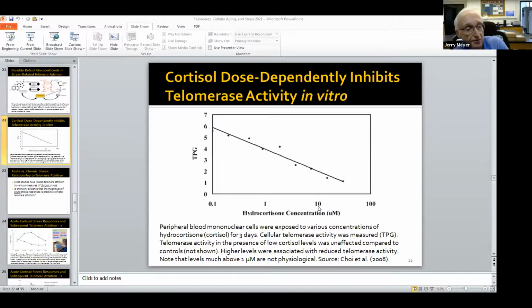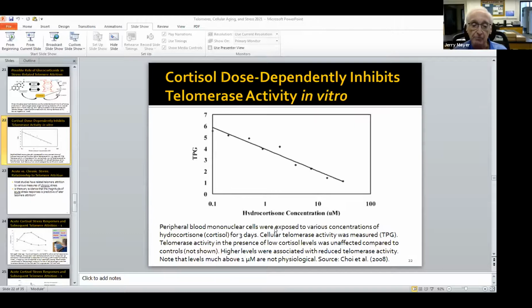So the only thing that I could find on glucocorticoids directly affecting telomerase was an in vitro study, a cell culture study done a while back. The authors exposed mononuclear cells and white blood cells, so typical kinds of cells that would be used to measure telomere length, to various concentrations of hydrocortisone, which is just another word for cortisol, for 3 days. So the cells are constantly being exposed.